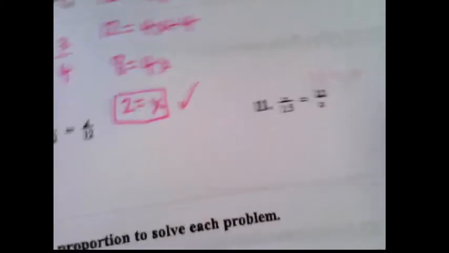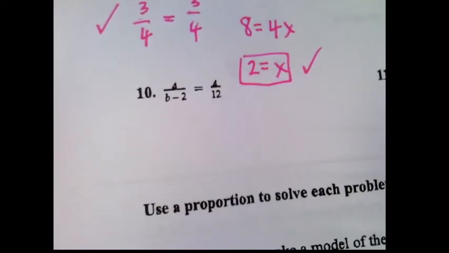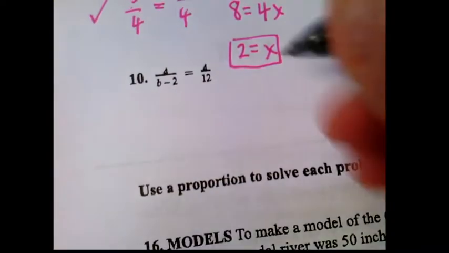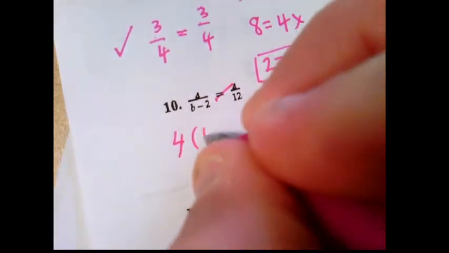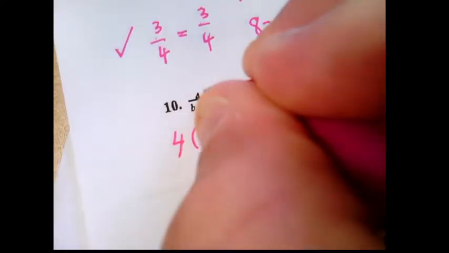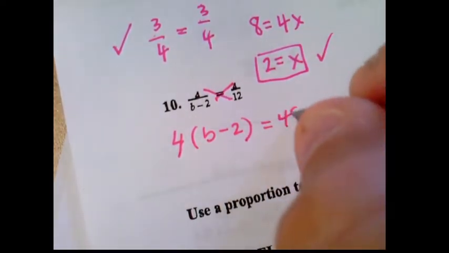Let's see here. Keeping in line with that, maybe I'll do this one as well. Number 10. You end up cross multiplying here. Now remember how I want you to write this out. Make sure you put your parentheses there. Cross multiplying here, you get 48.